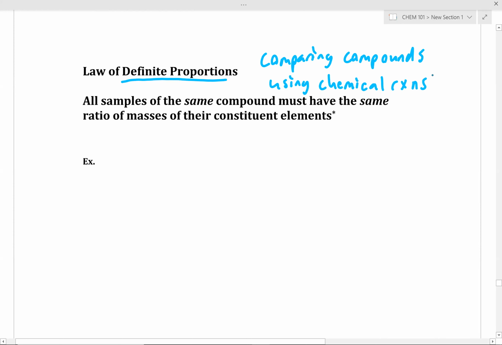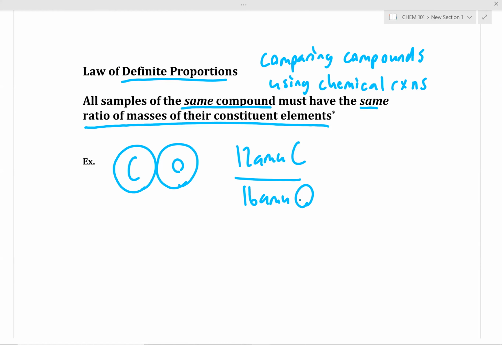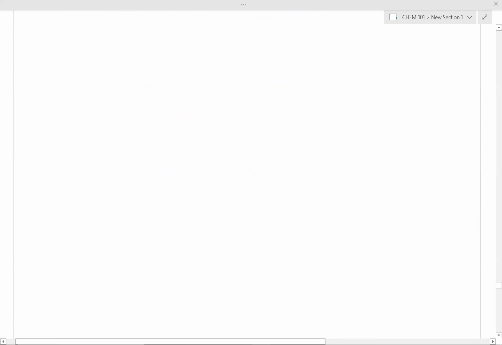Okay, so for the law of definite proportions, we know all samples of the same compound must have the same ratio of masses of their constituent elements. So for example, carbon monoxide has 12 AMUs of carbon per 16 AMUs of oxygen. As long as we're dealing with the same compound, we have the same mass ratio. That's just our summary for that.